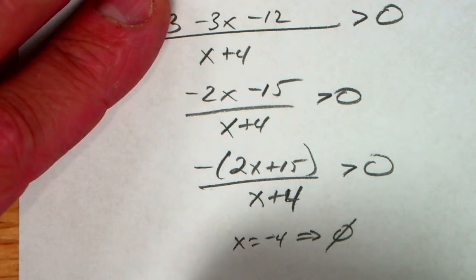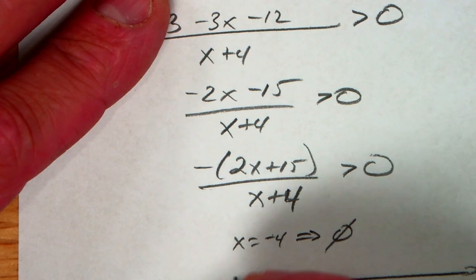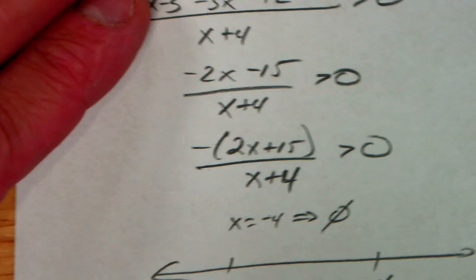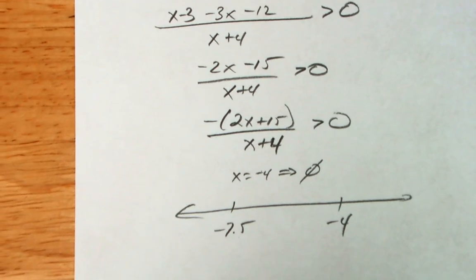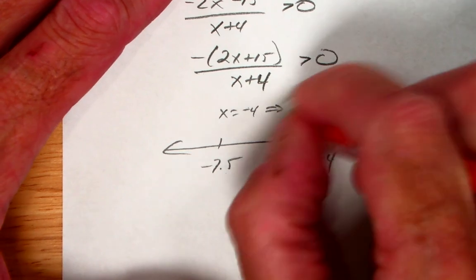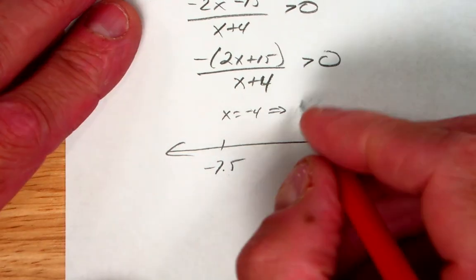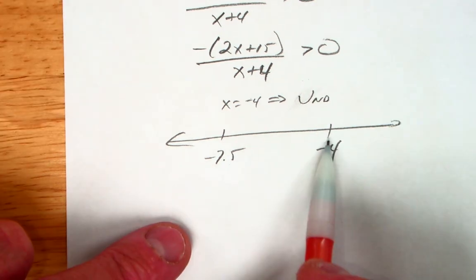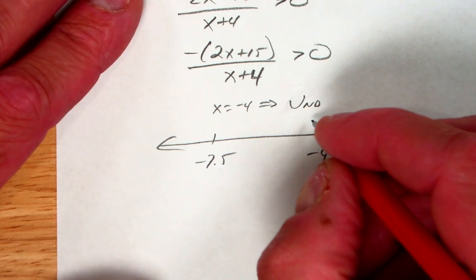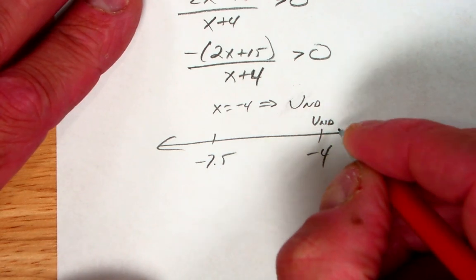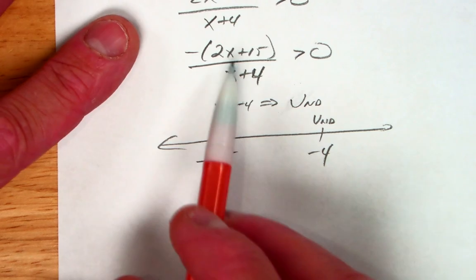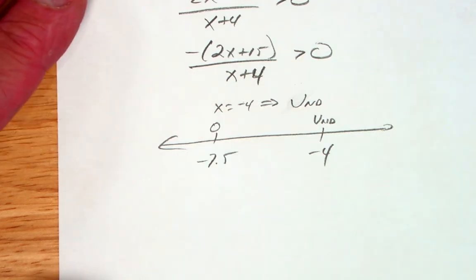Okay, so here's what I've got. Let's just look at a number line on this one. I got negative 7.5 and negative 4. And there's going to be something that's going to give you a little bit of grief here, so I don't know if this is technically the right thing to write, but anyway, it is undefined. What's happening at negative 4? Well, it makes my bottom 0, so that's undefined. That's where I have an asymptote. Remember that? Okay? Good. Negative 7.5. That's where I get a 0 from the top being 0.